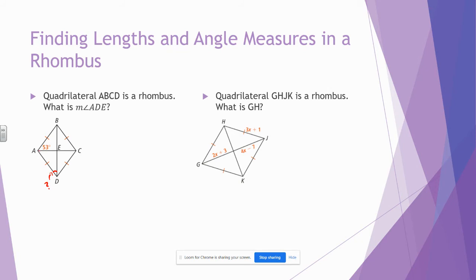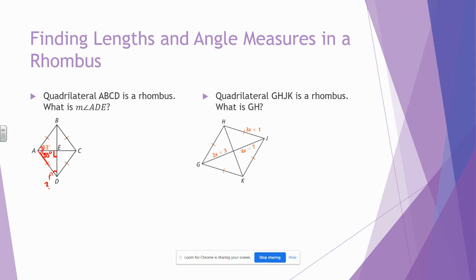Since we have a rhombus, that means AC bisects the angle ABD. So if this angle right here is 53 degrees, this angle right here also has to be equal to 53 degrees. We also know that BD and AC are perpendicular bisectors of each other. So this angle right here has to be 90.